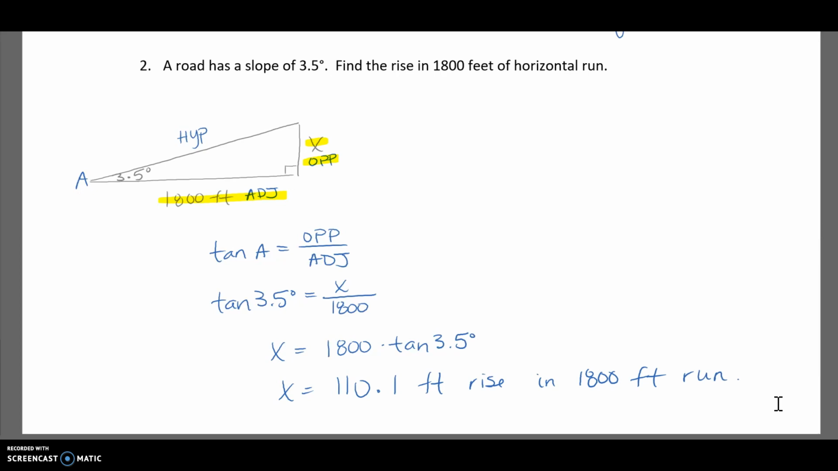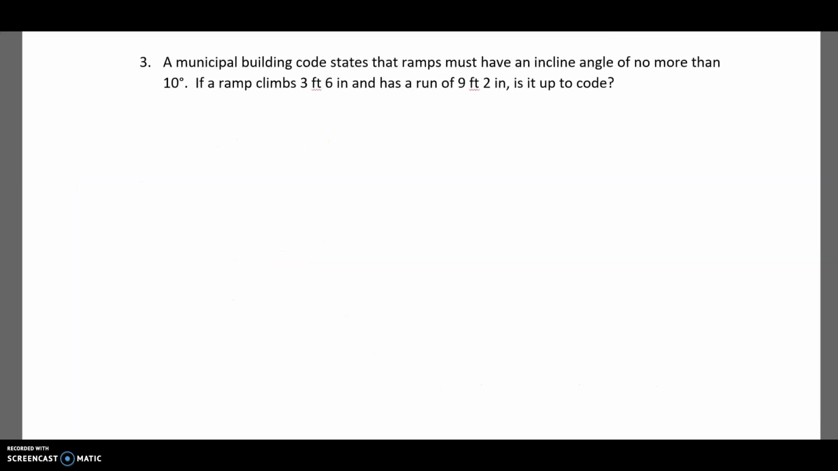We have one more example to practice with on the next page. Here we have another example with the slope of a ramp, and we're told that the building code states the ramp must have an incline angle of no more than 10 degrees. We know the ramp climbs 3 foot 6 inches and has a run of 9 foot 2 inches, and we want to know, is it up to code? In other words, is the angle of incline 10 degrees or less?